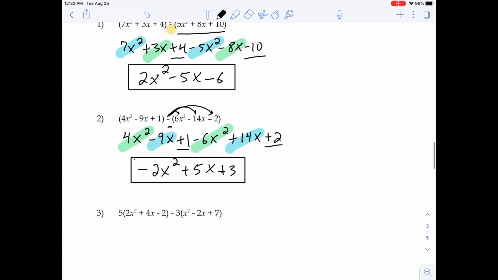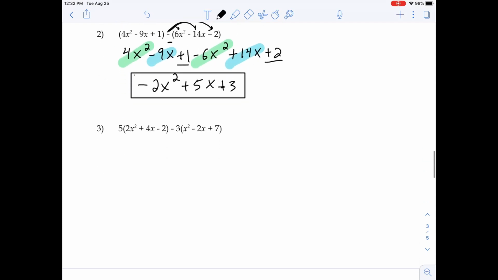All right. So then the last problem, you can see we do have the coefficients. So we're going to have to distribute both of them. So we're going to distribute the 5 to all 3 of these, and then distribute the negative 3 to all 3 of these terms here. So doing that, I get 10x squared plus 20x minus 10. And then here, for the minus 3 distributing that, I get negative 3x squared plus 6x minus 21.